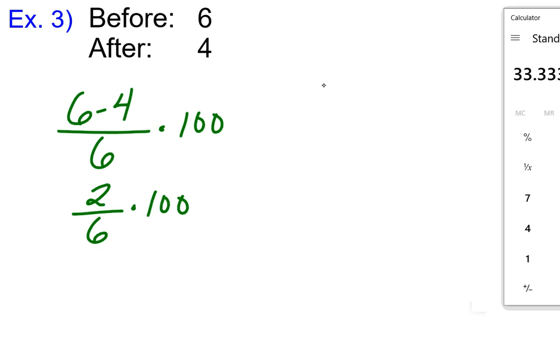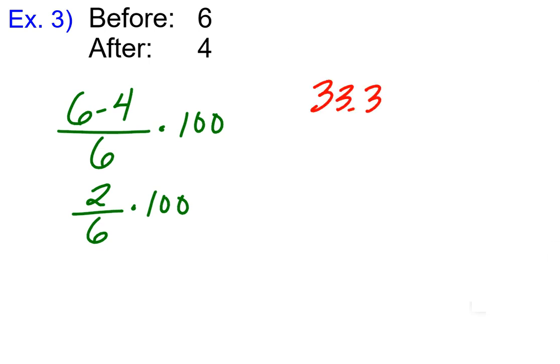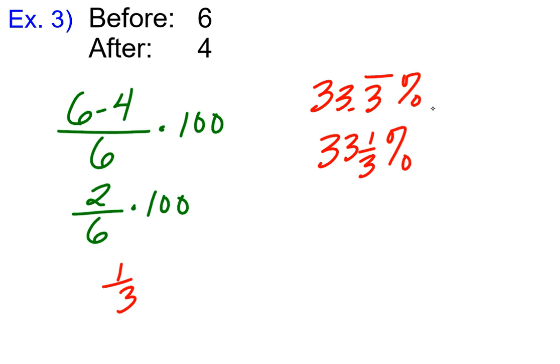We're either going to call this 33 and 3 repeating, or we're going to call this 33 and 1/3, because if we reduce to 6, that's 1/3. That's the fraction. So we're going to take it as a percent, and over here you could do this as a percent. Either one will work.